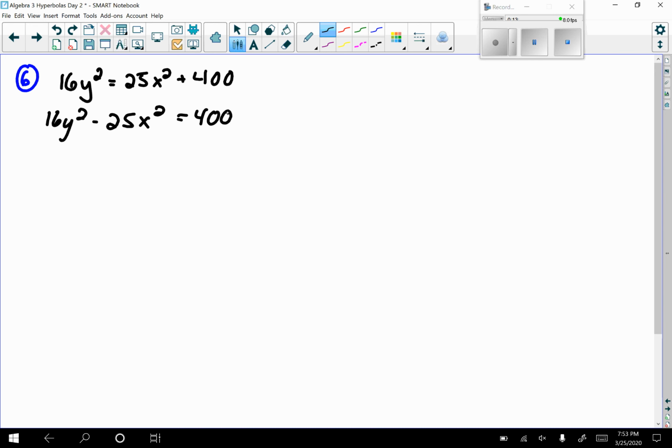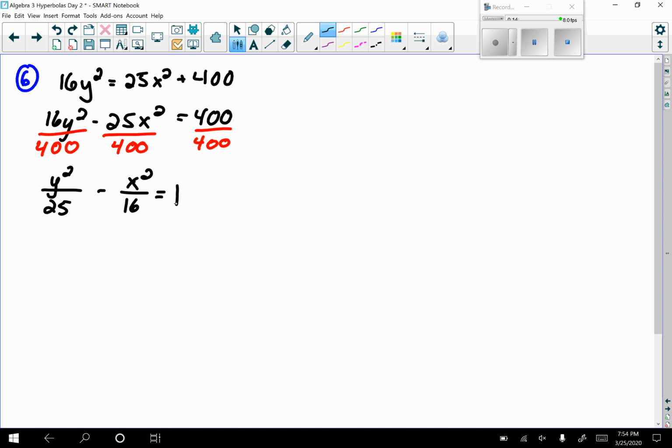At this point, we could identify this as a hyperbola because we see an x squared and a y squared both on the same side, but one has a positive coefficient, the other one has a negative coefficient. We want to get this in HK form though, so at this point we want to divide everything by 400. Now 16 times 25, think if you have 16 quarters, you have $4. So they multiply to give us 400. So we're going to end up with y squared over 25 minus x squared over 16 equals 1. So that's all we had to do for this problem.